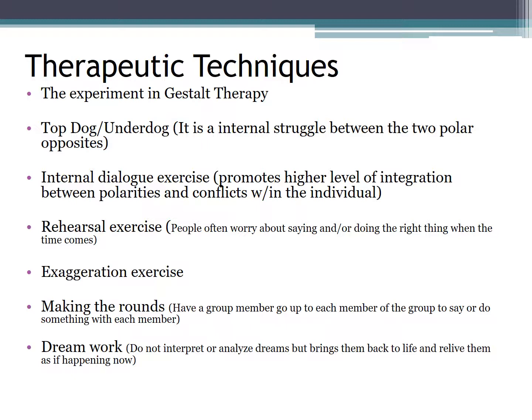Rehearsal exercise. People often worry about saying or doing the right thing when the time comes. Have them do the rehearsal. I know I'm going to talk too fast and stumble over my words when I give a speech. People worry about these things. They have these questions: how will I perform when asked for a raise? People will often rehearse in their heads.